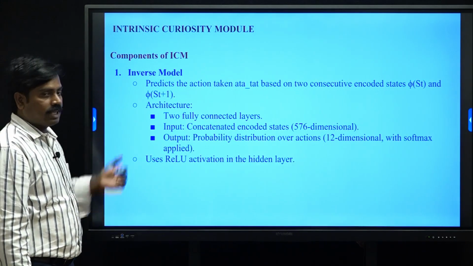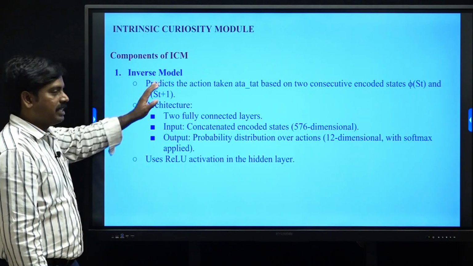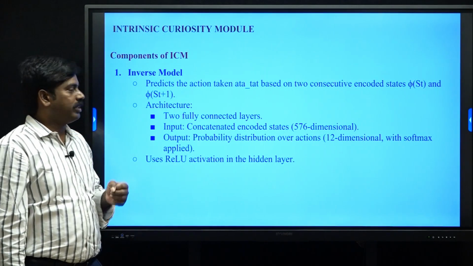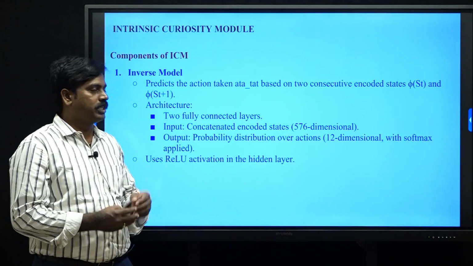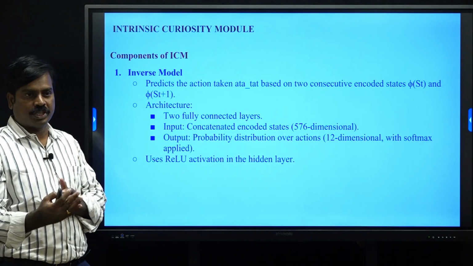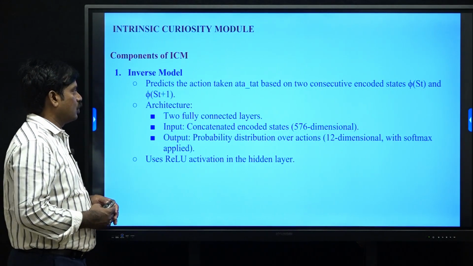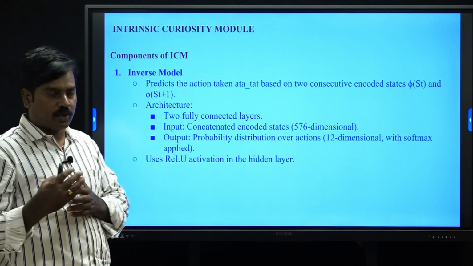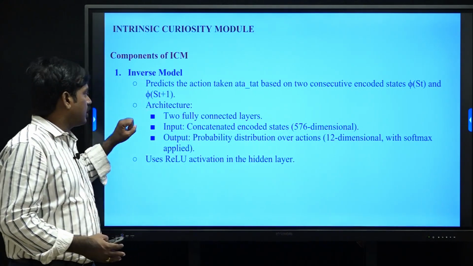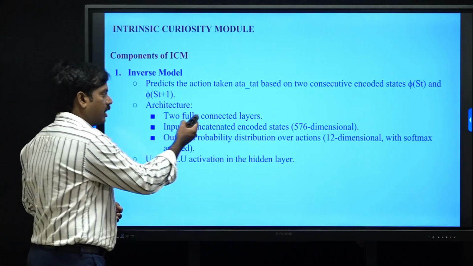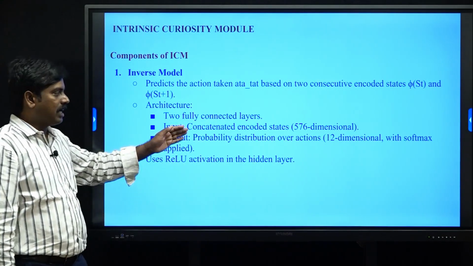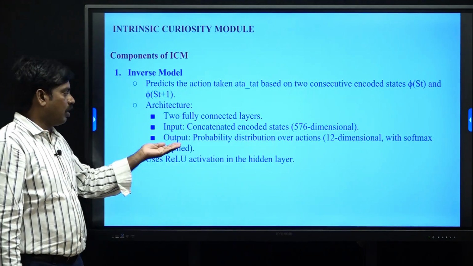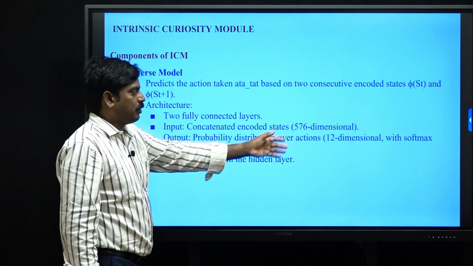The next component is the inverse model. This inverse model predicts the action taken, a t, based on the 2 consecutive encoded states, phi of s t and the next state, phi of s t plus 1. So, it predicts which action leads one encoded state into another encoded state. In this architecture we implement 2 fully connected layers. The input is the concatenated encoded states, which is 576 dimensional in this example. The output is a probability distribution over the actions.